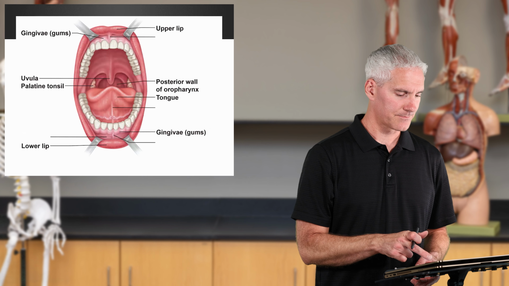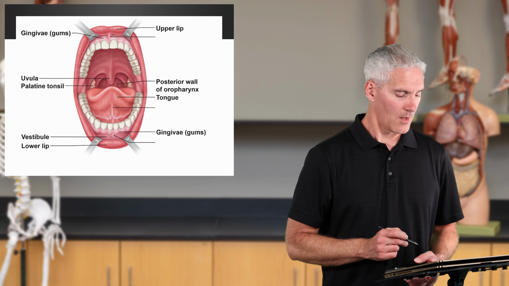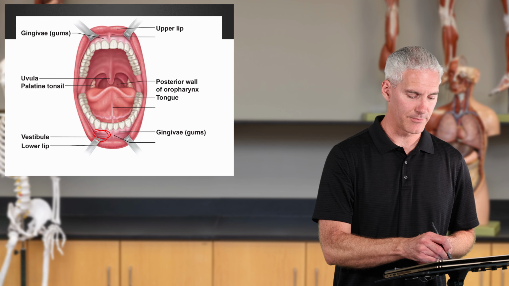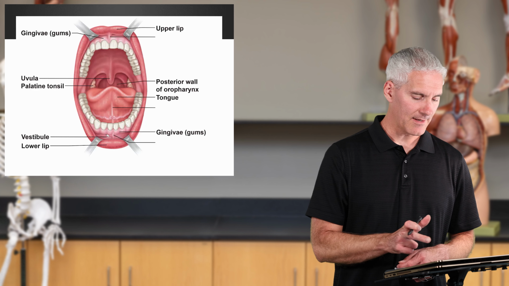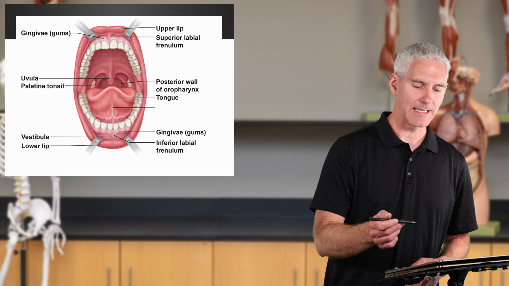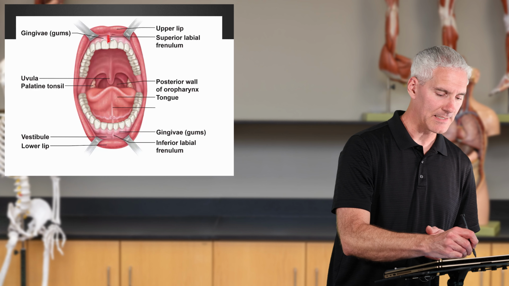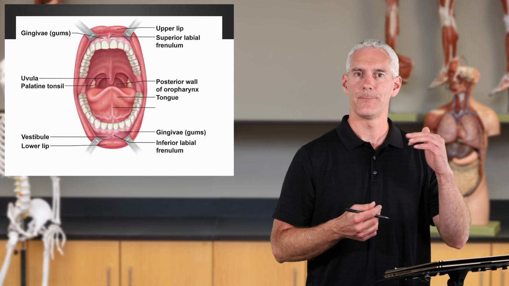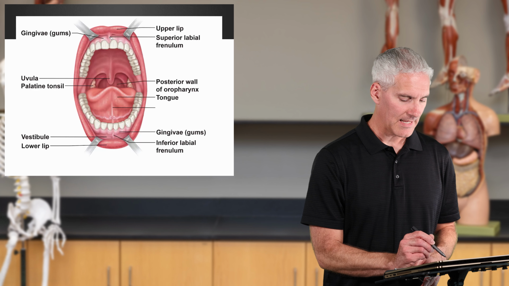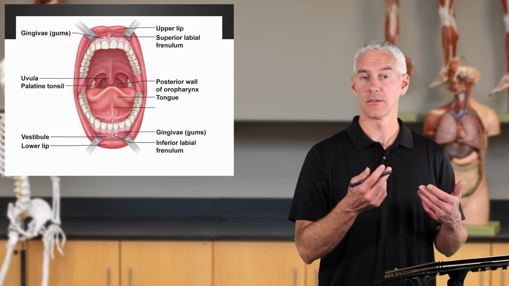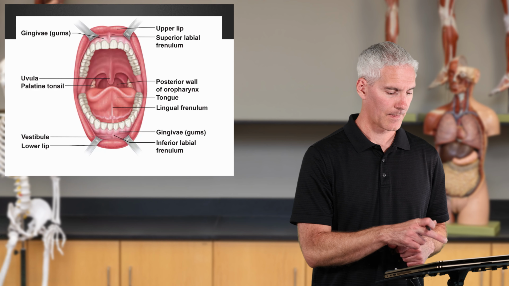So you're looking at your upper and lower lip, but then here's the vestibule, the space between the lip and the teeth. Then we have the superior labial frenulum. That's this line right here. It's helping to anchor the lip back to the gum. Inferior labial frenulum is right here, anchoring the lower lip to the back gum.